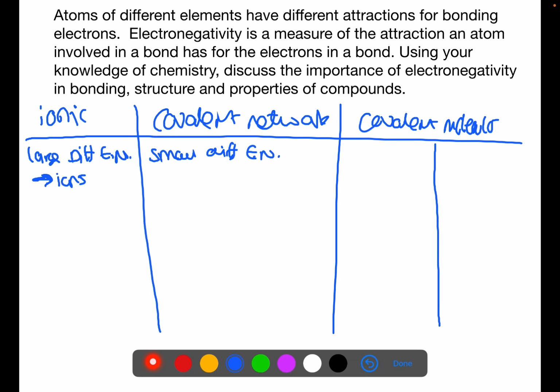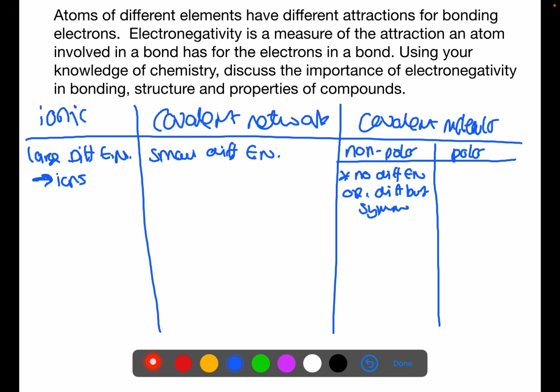And for covalent molecular, we have 2 options. So we can have a non-polar molecule or a polar molecule. So for a non-polar molecule, it's either going to be no difference in electronegativity or a difference but it's symmetrical. For polar, it's where we're going to have a difference and it's asymmetrical.